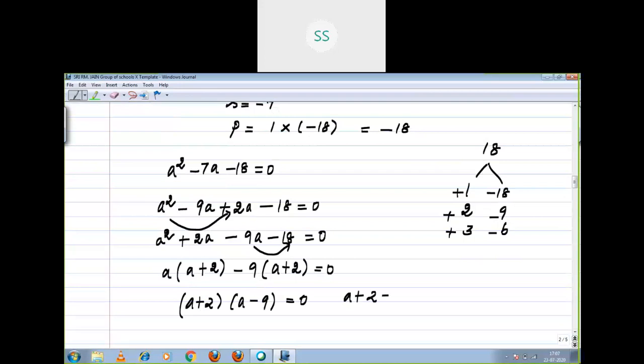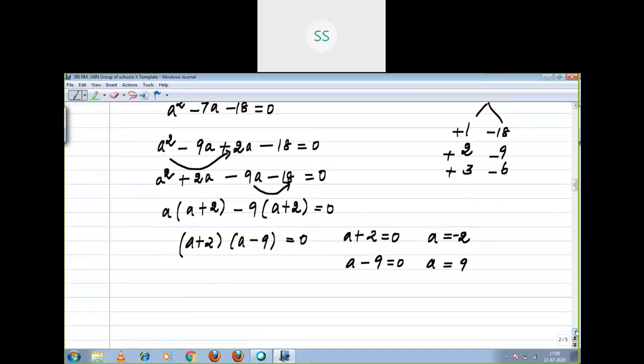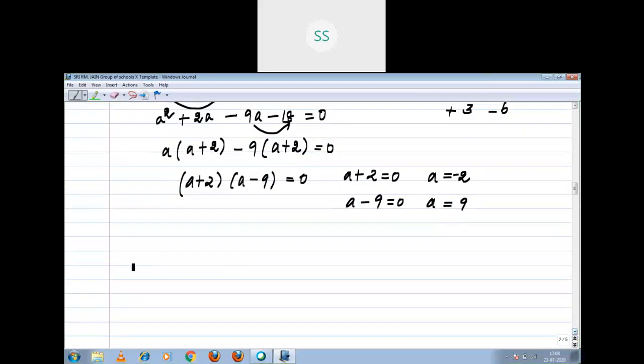a plus 2 equal to 0, a equal to minus 2. a minus 9 equal to 0, a equal to 9. Therefore, the roots are, right? I hope you people are following me, right, children? Therefore, the roots are a equal to minus 2, comma 9. I hope you people understood how I am splitting the term, right? Using the possibility only you are splitting the term, right, children?